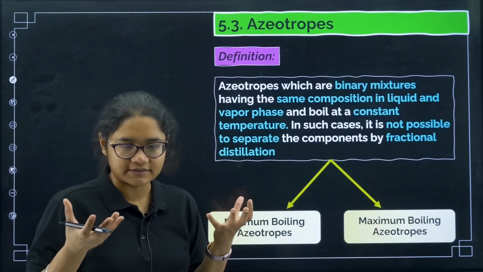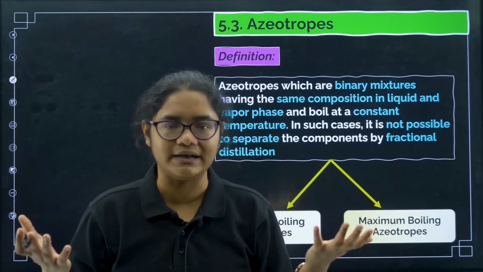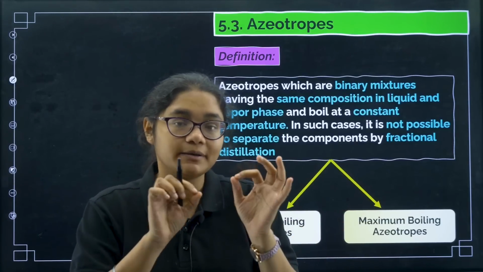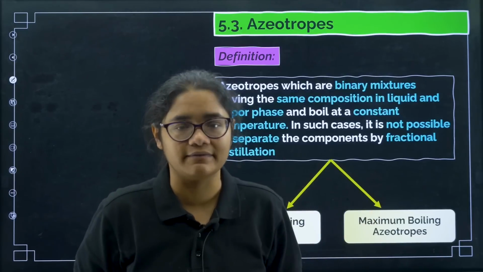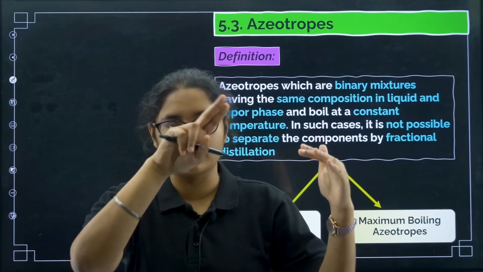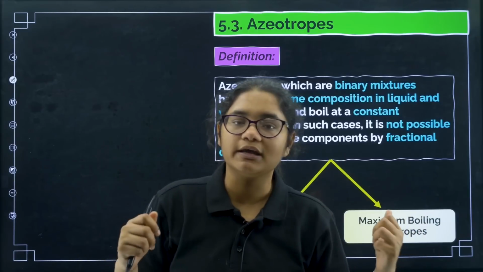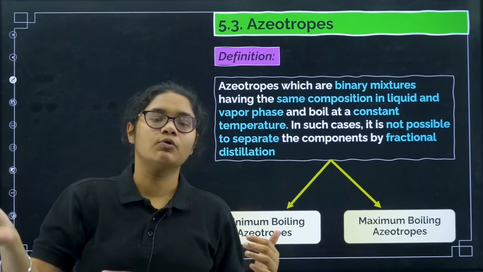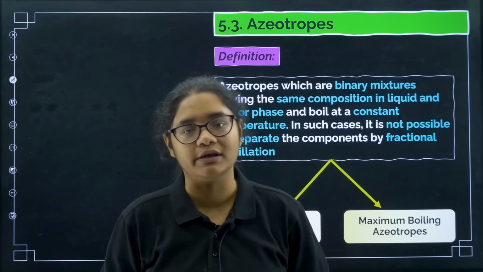Suppose A and B were there. A's boiling point was 100 degrees, B was 120 degrees. Now when you mix A and B, their boiling point will be less than the boiling point of both the components. It will be somewhere around 70 degrees. That is a minimum boiling azeotrope. Now maximum boiling azeotrope means 100 and 120 were there, and the mixture boiling point will be more than both the boiling points. It will be 140. That is called maximum boiling azeotrope.